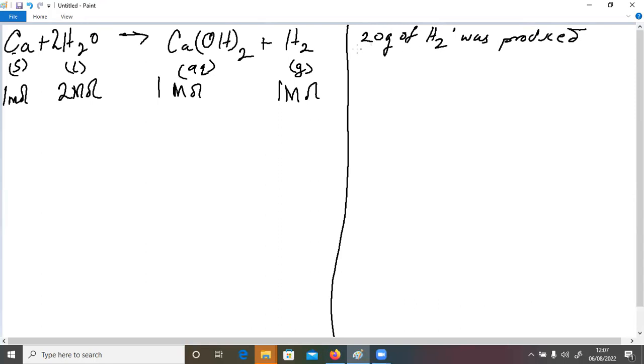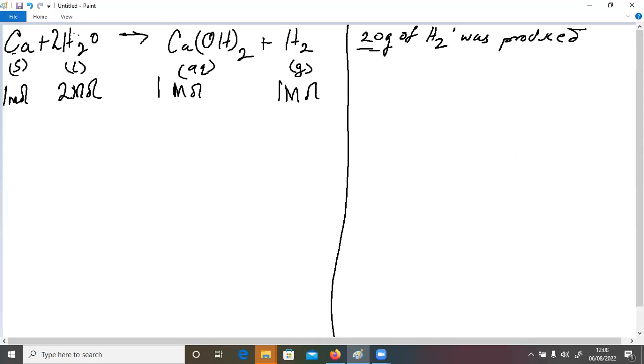Note that the quantity can also be given as a gas volume. You can be told something like 200 centimeter cubed or 3,000 centimeter cubed was produced, so you need to relate it to the earlier topic. But in this case, I'm just saying that 20 grams of hydrogen gas was produced. How much calcium was used in this chemical reaction if the reaction went to completion?